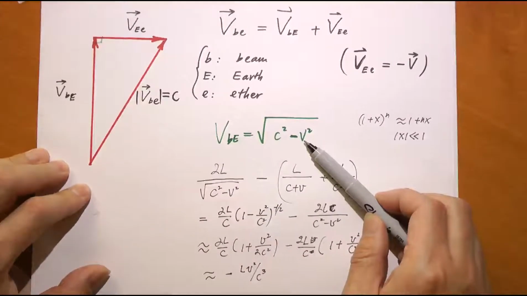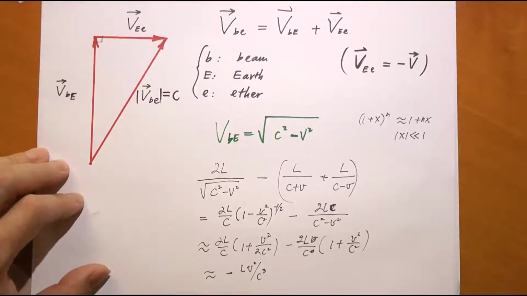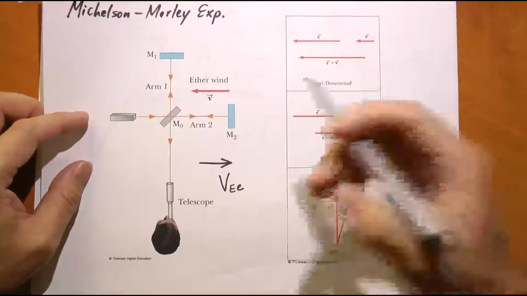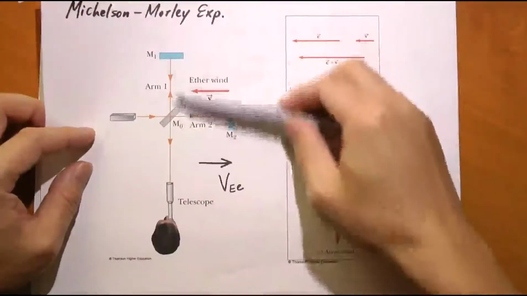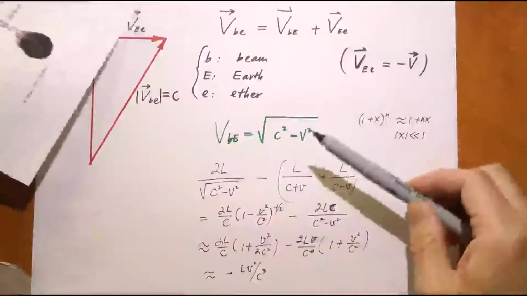Now, let's take a look at the time difference. The time it takes for the beam to go through arm 1 and travel back, and then the time it takes for the beam to go through arm number 2 and come back. They're not going to have the same speed, so they're going to arrive at the telescope at slightly different times. Okay, you look at arm 1. Going up and going down, the speed is the same. Relative to the Earth, they're both equal to V_B-Earth, whether it goes up or down.